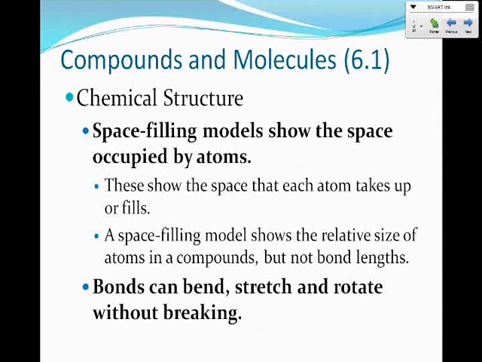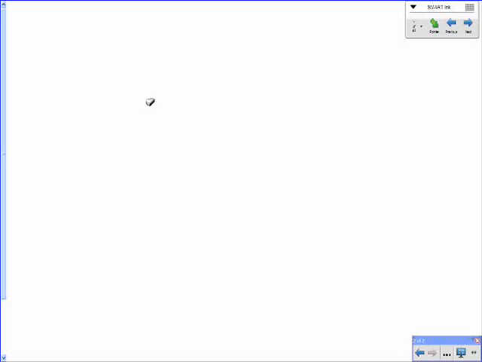Now, bonds can bend, stretch, and rotate without breaking. We need to talk about this, and we're actually going to draw a little picture in your notes so that we can remember, because when we look at these models, they're a little deceiving. Using lines to represent chemical bonds, they look very rigid, like they wouldn't be able to bend, stretch, or rotate, but chemical bonds actually can.